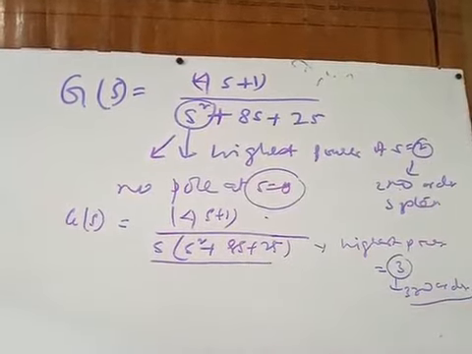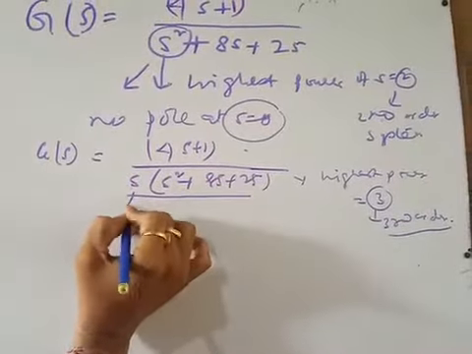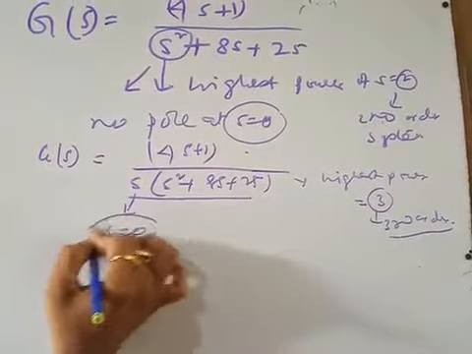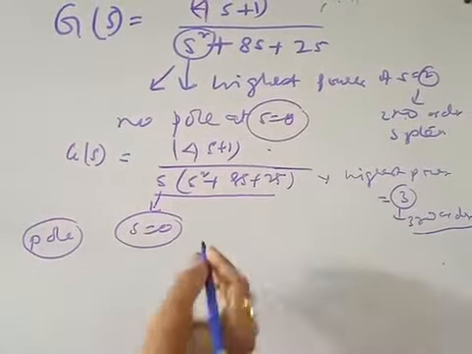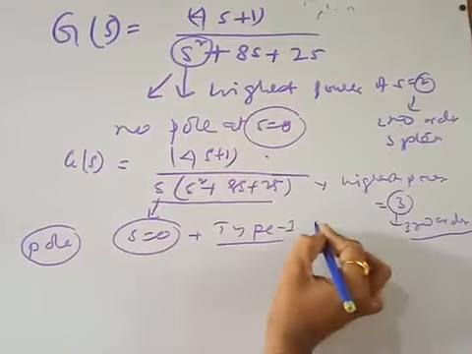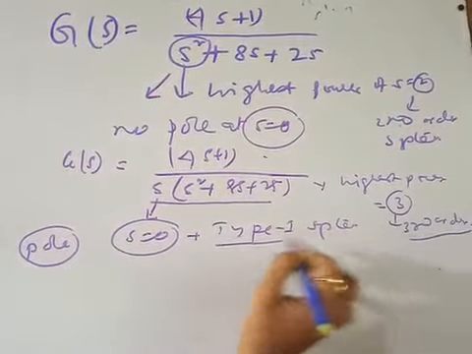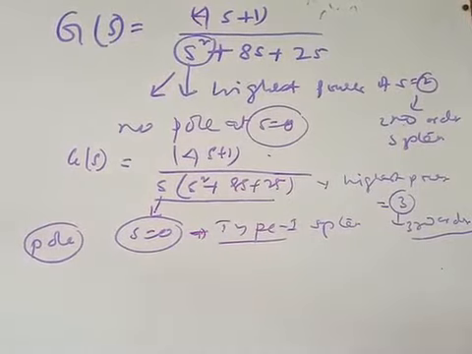And if this is a third order system, what else do you get simultaneously? You get the pole at s is equal to 0. So a single pole at s is equal to 0. That means this is a type 1 system. So these are the parameters which are very useful.